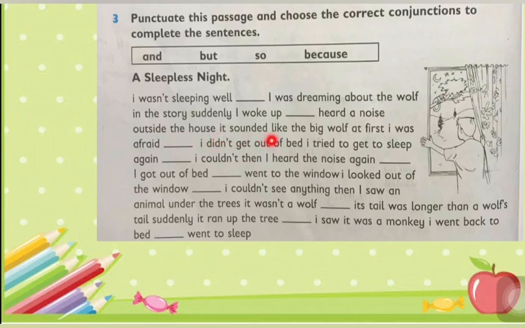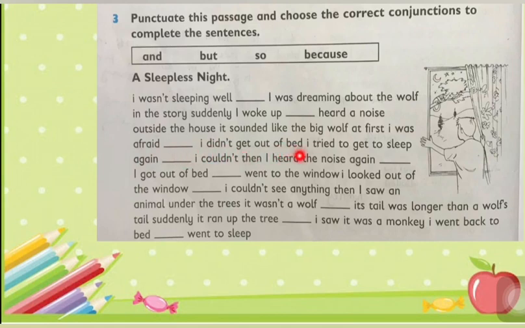It sounded like the big wolf at first. Again, full stop. A will be capital. At first, I will be capital. At first, I was afraid. Dash. I didn't get out of the bed. So, when he was afraid, what happened? He didn't get out of the bed. What was the problem? He was afraid. And what is the solution? He didn't get out of the bed. So, we will use so here. At first, I was afraid, so I didn't get out of the bed.